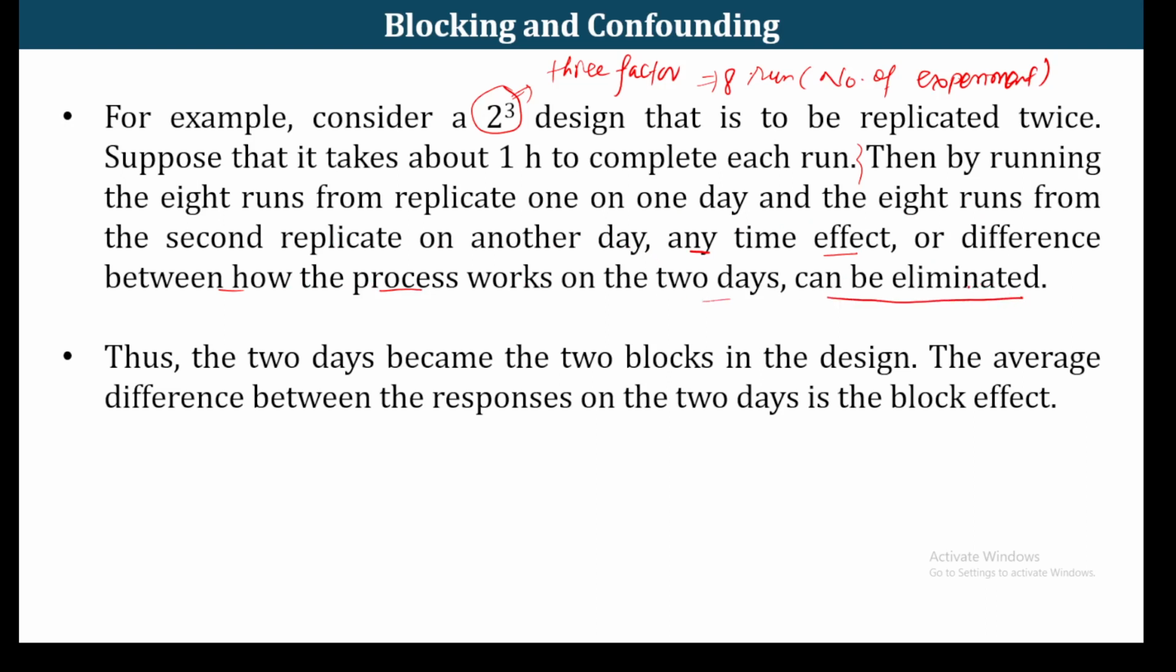What do we mean? Like this line says, when we run the 8 runs from replicate 1 on one day and the 8 runs from the second replicate on another day, any time effect or difference in how the process works on the 2 days is some sort of unwanted variation, so that can be eliminated. In that way, these 2 days become the two blocks in the design. Let's say on one day they did 4 hours, the second day 4 hours, but we are just removing the unwanted effect, maybe the difference or maybe the time effect. So the average difference between the responses on the 2 days is the block effect.